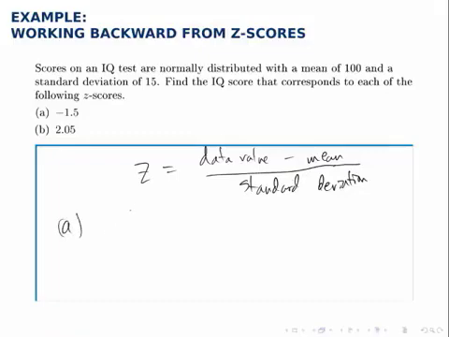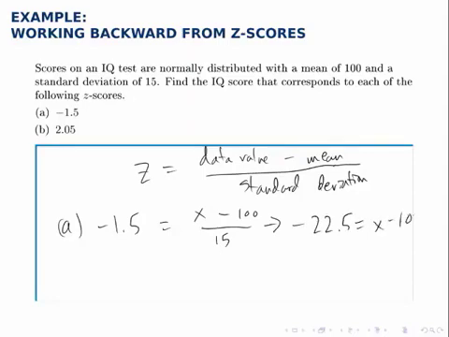Here we're given a z-score, the mean, and the standard deviation, and asked to solve for the data value. For the first one, for example, we know that z is negative 1.5. The data value is the unknown part that we're going to find. So the z-score is x minus the mean, 100, divided by the standard deviation of 15. Now to solve for x, I'm going to multiply both sides by 15, and we find that negative 22.5 equals x minus 100. Then add 100 to both sides to get x equals 77.5.